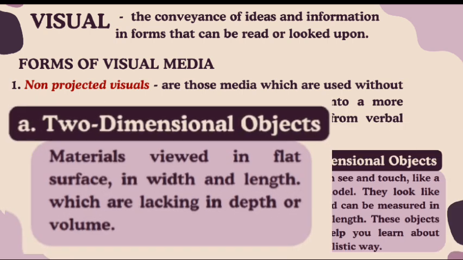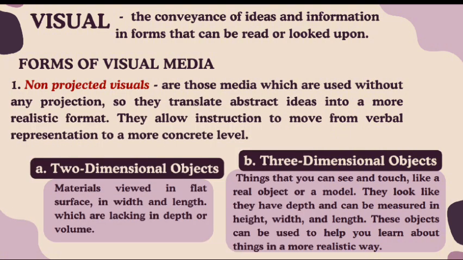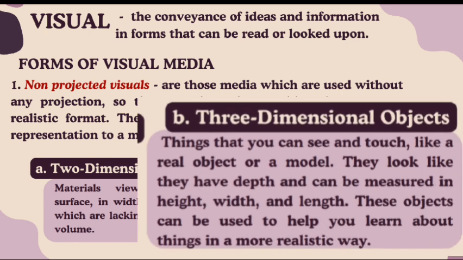The two-dimensional objects are materials viewed on a flat surface that can be measured in width and length, which are lacking in depth or volume, meaning they only exist on a flat surface like a drawing on a paper or on a computer screen. The three-dimensional objects, however, are the things that you can see and touch like a real object or a model. They look like they have depth and can be measured in height, width, and length. These objects can be used to help you learn about things in a more realistic way.